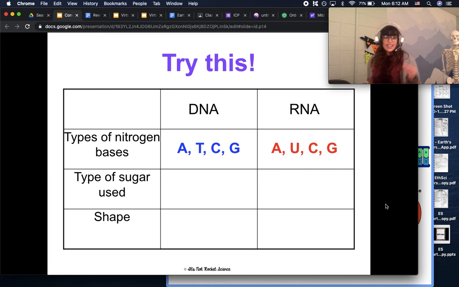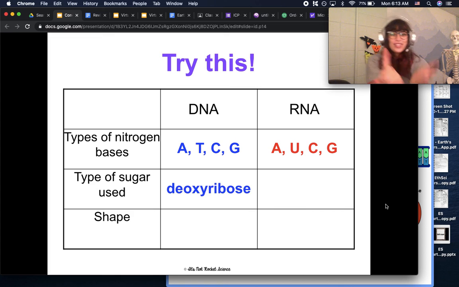Next, we're going to dig into the individual nucleotides. Remember, nucleotides are made of what three parts? A phosphate group, a sugar, and a nitrogen base. So what sugar is in DNA? Hint, it's what the D stands for. In DNA, we have deoxyribose. And what is the R for in RNA? That is ribose.